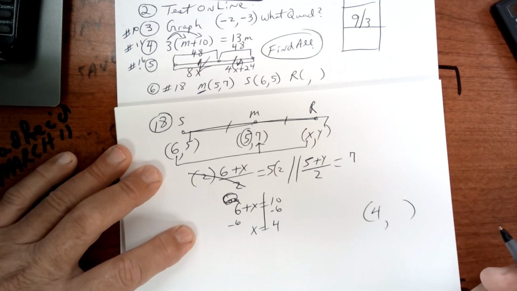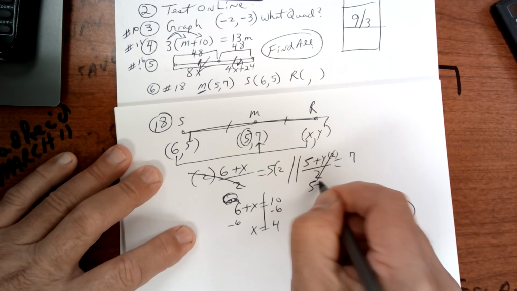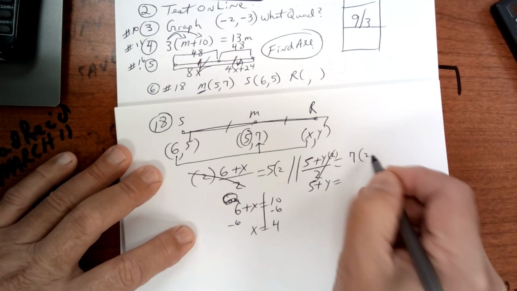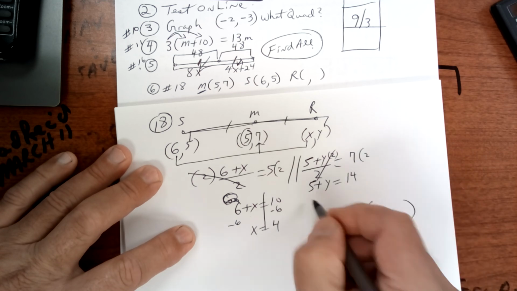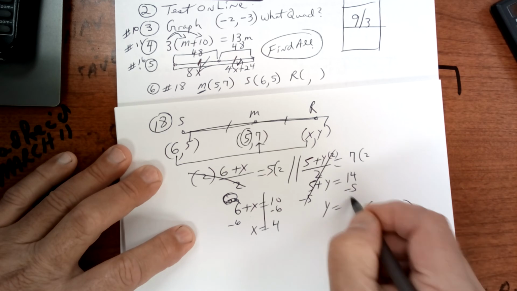This one right here, you're going to multiply by 2. The 2's cancel. You get 5 plus y is equal to 14. And then you're going to subtract 5 from both sides and get y is equal to whatever that is, 9 I think it is.